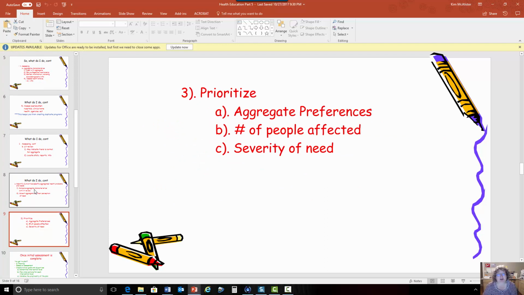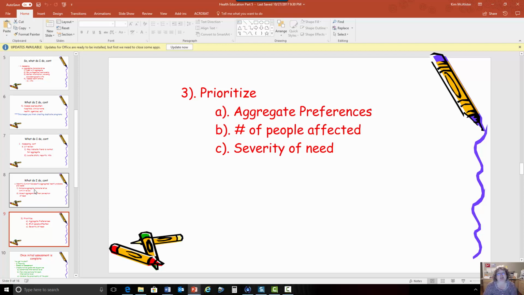So you want to look at what their preferences are. Then the next thing you need to look at is how many people are affected. Is this something that just affects a small group, a large group? All of this will help determine where that falls in the priority and how you're going to approach and address the problem.